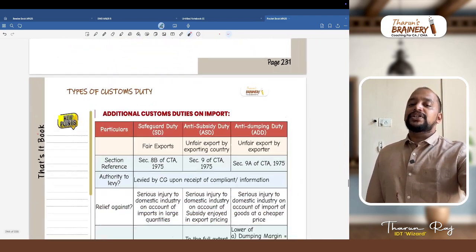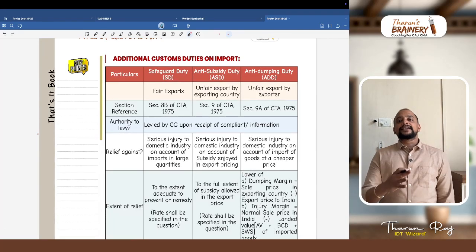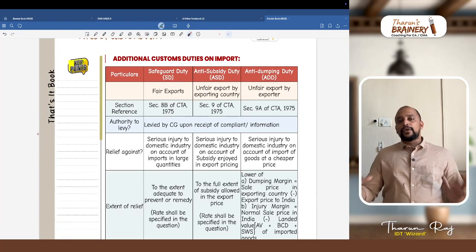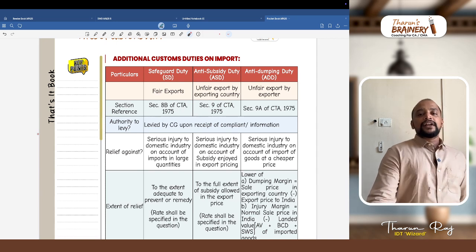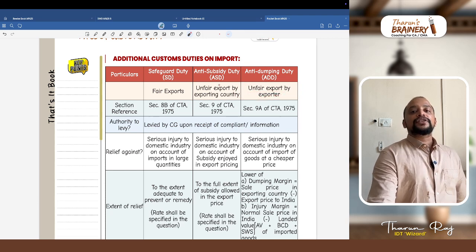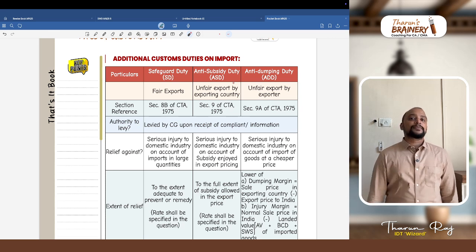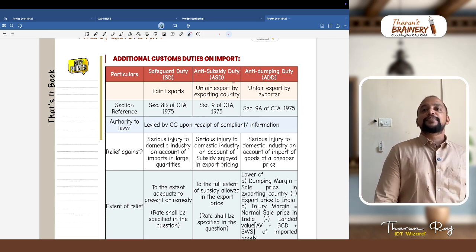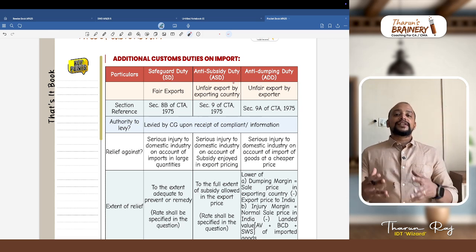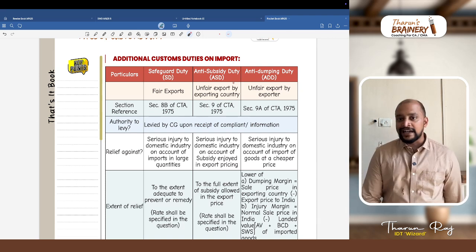Then what are the additional customs duties on import? We have safeguard duty, anti-subsidy duty, anti-dumping duty, only three. And safeguard duty, fair exports; anti-subsidy duty, unfair export by the exporting country; and anti-dumping duty also unfair export by the exporter. Because in case of anti-subsidy duty, the exporting country has given the subsidy and that article has been imported into India, so it enjoys the export subsidy. So therefore it is an unfair export made by the exporting country.